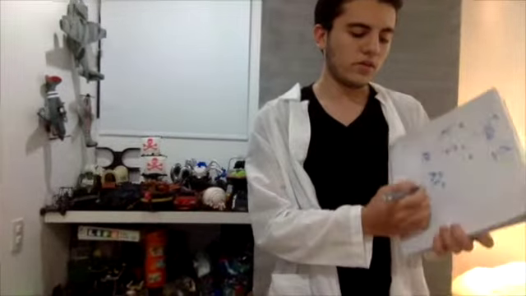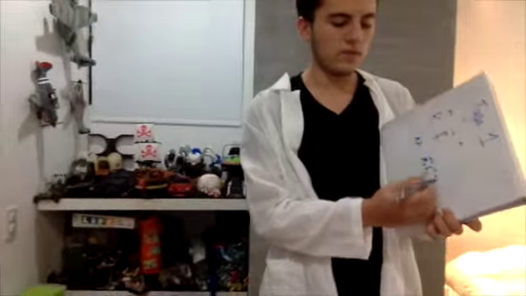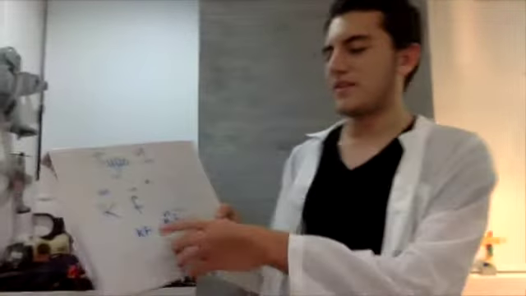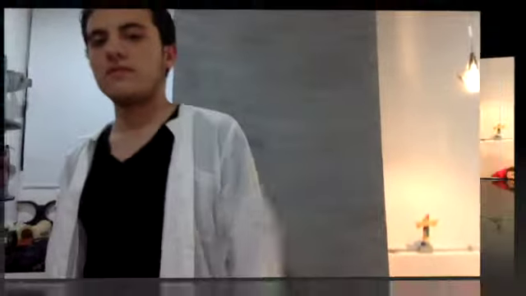For example, magnesium fluoride. Magnesium is +2 and fluoride is -1. So you would have to have 2 fluoride to get a -2, so that it would equal 0. It's important to know that first you need to put the metal. Like in magnesium fluoride, you put magnesium first, and in potassium fluoride, you put potassium first.